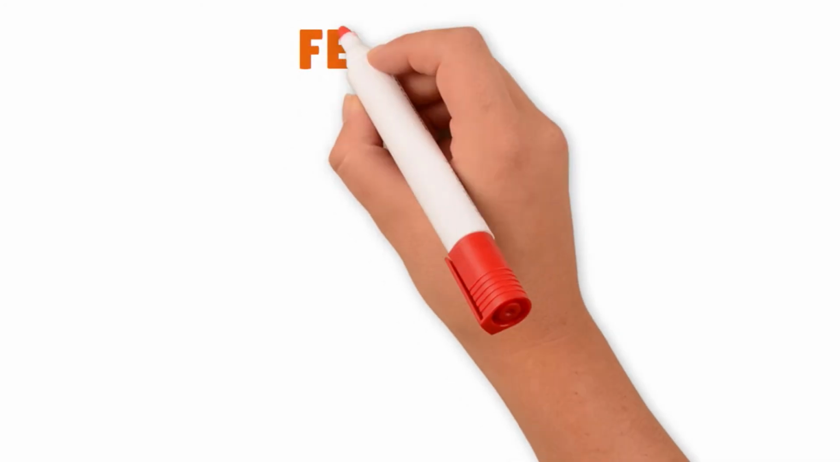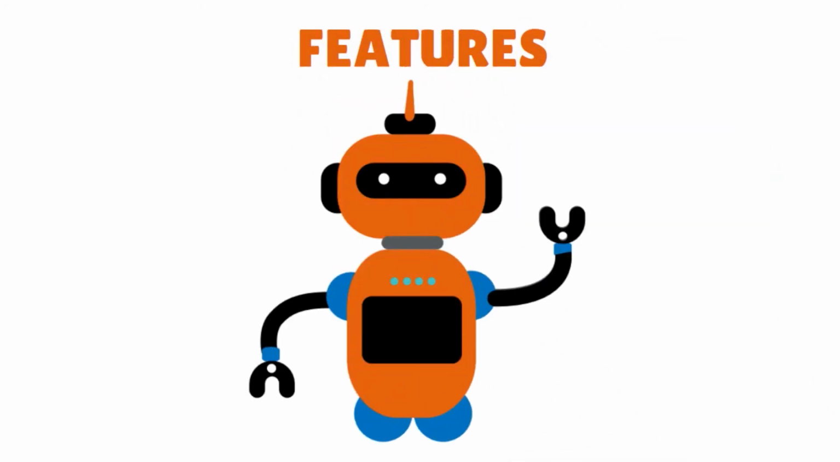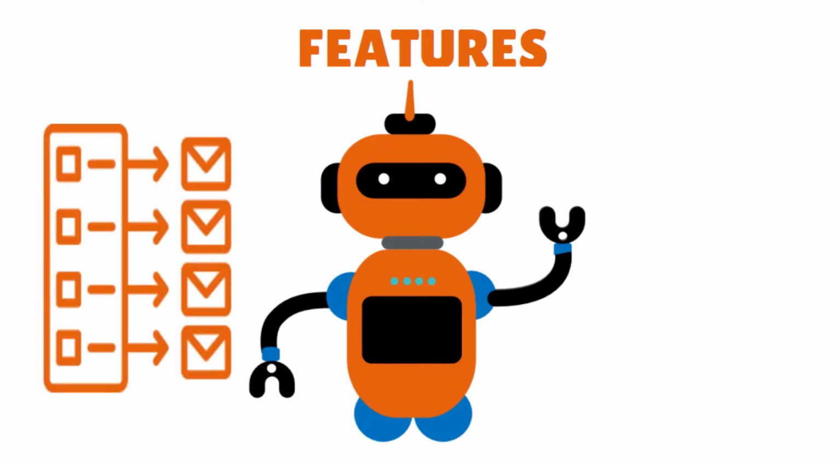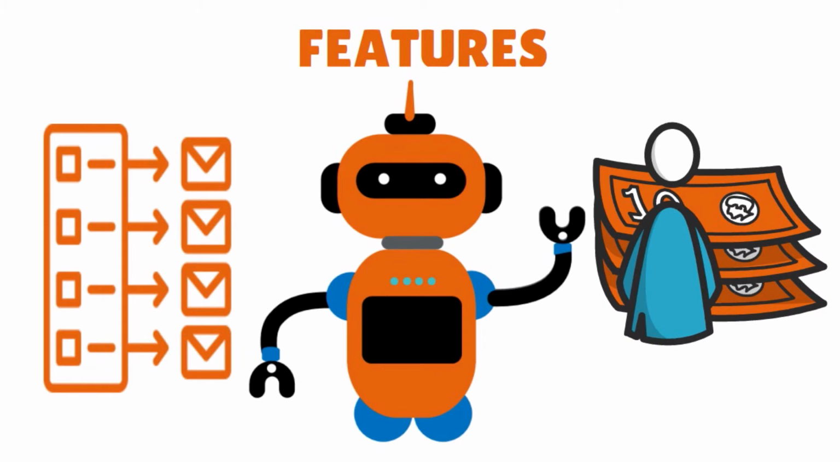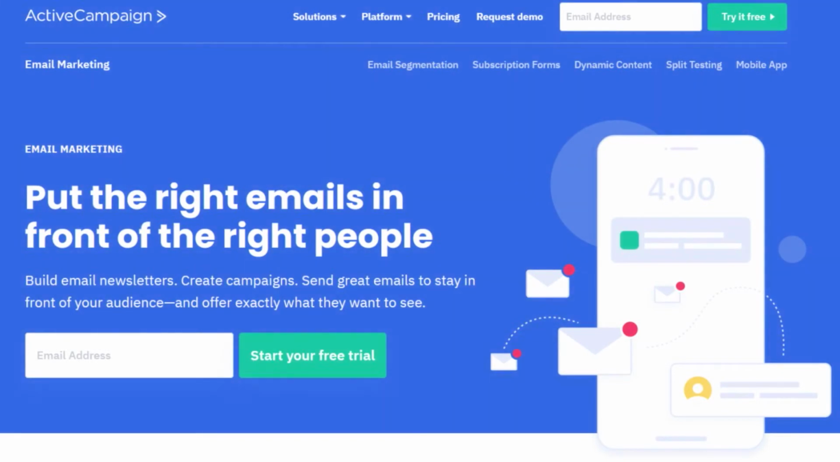Speaking of design, let me talk about the features you have with ActiveCampaign. They have an excellent set of features. You have email segmentation, subscription forms, dynamic content, A/B testing, site and event tracking, SMS marketing, sales automation, contact and lead scoring, and a mobile app.